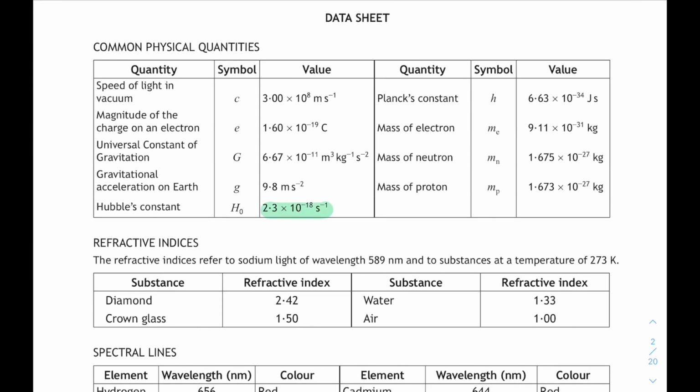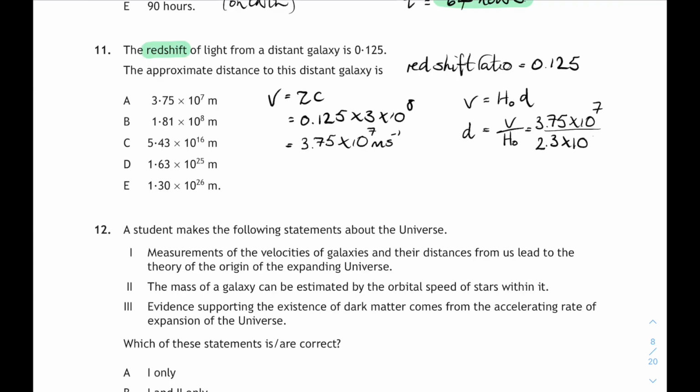There it is, 2.3 times 10 to the minus 18. So let's go back and sub that in, and if you do that on your calculator, then the approximate distance to this distant galaxy is 1.63 times 10 to the 25 meters. That's answer D.